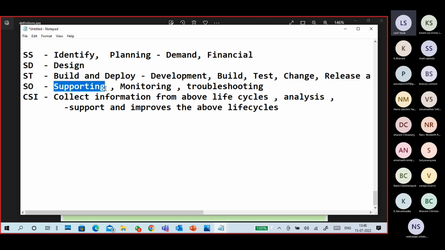Service operation is all about supporting, monitoring, troubleshooting. Mainly it is supporting your service desk. Service operation definitions like event, alert, incident, problem, workaround, and service request all come under service operation only. Change management comes under service transition. Okay. Next, continual service improvement.